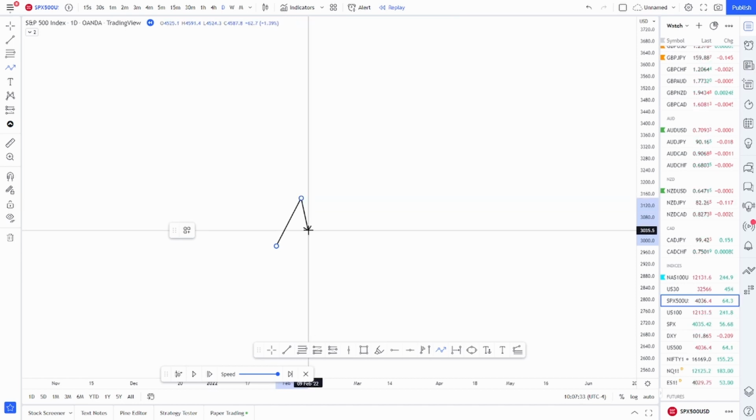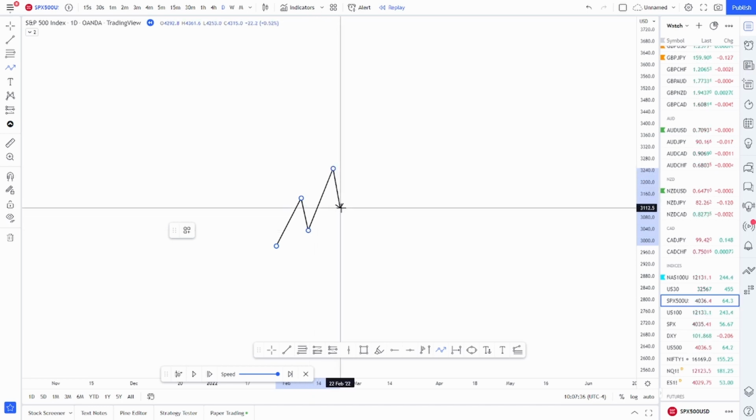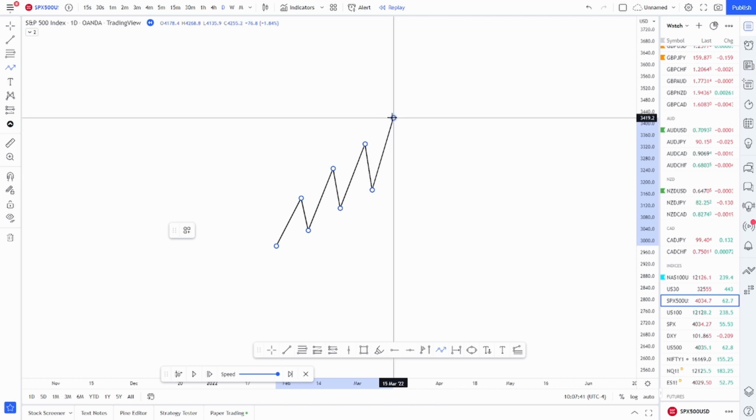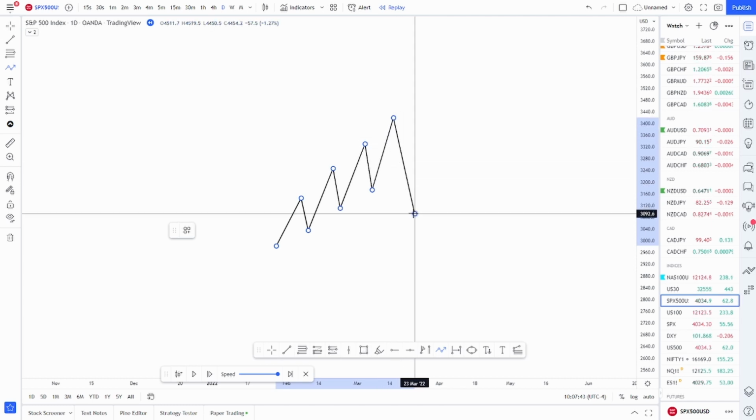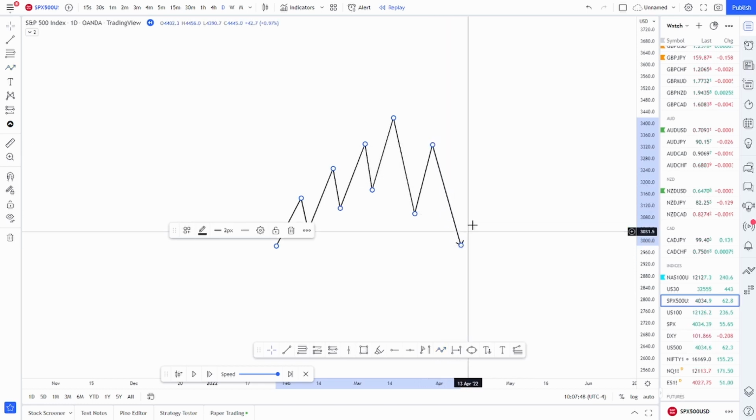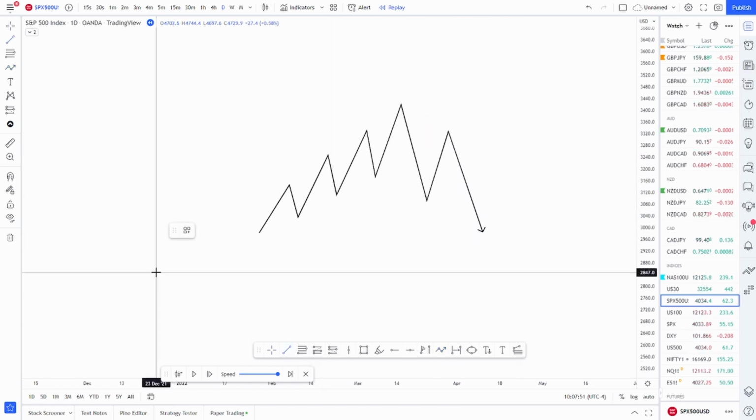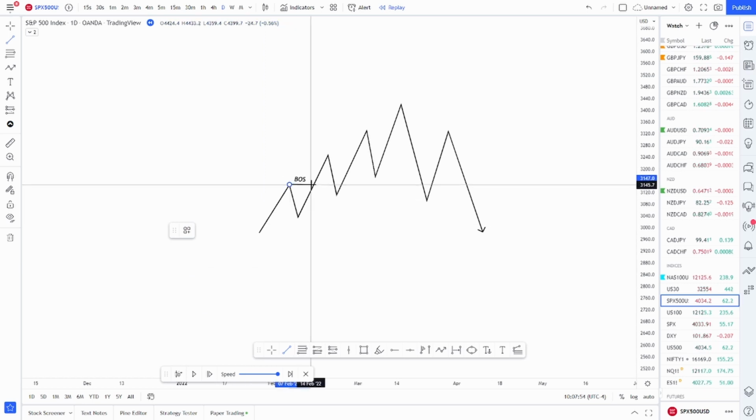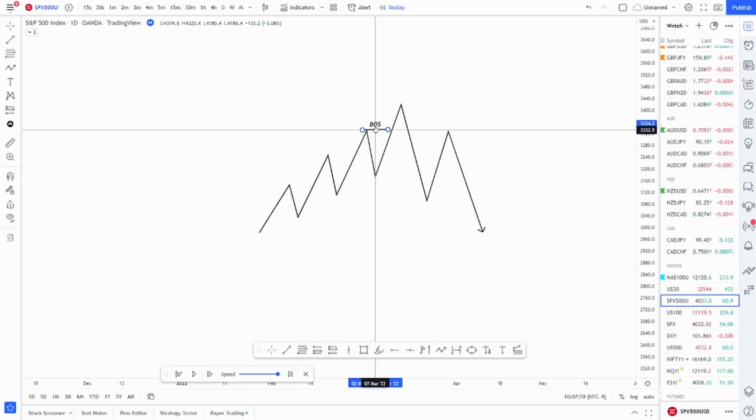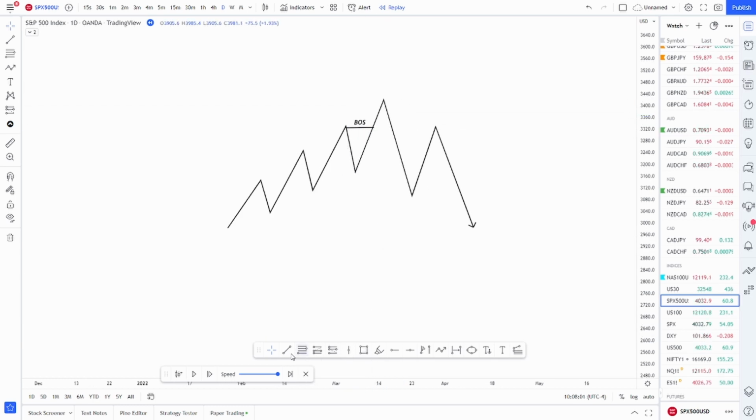So this is higher high, higher low, higher high, higher low, higher high, higher low, then higher high, and this is the lower low, and then it changes the trend, right? So as we can see, all of these are the breakout structure. Over here also, all of them are breakout structure. But change of character happens where? The CHoCH is change of character, right?